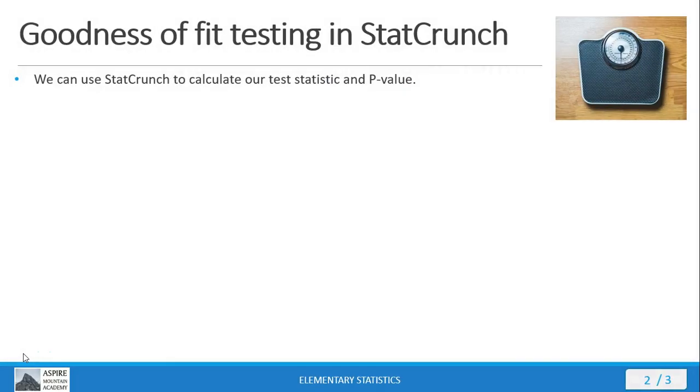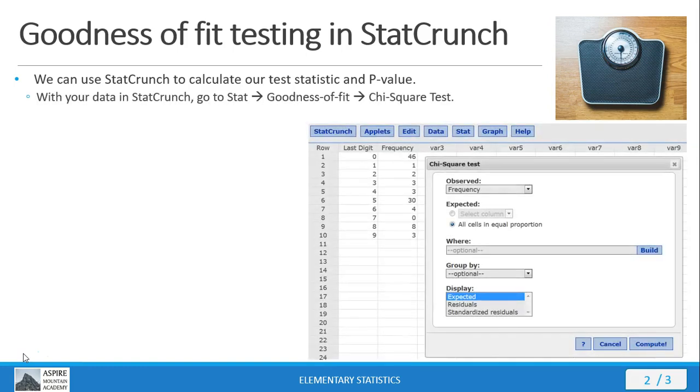So we can use StatCrunch. It's actually way easier to use StatCrunch than to go the old school method. It's good to know the old school method just to know what the software is doing for you. But hey, we live in the 21st century. Let's use StatCrunch. So we put our data into StatCrunch, and then we go to Stat, Goodness of Fit, chi-square test. So if we've got this data here in StatCrunch, then we can just go ahead and go to Stat, Goodness of Fit, chi-square test, and here comes up our options window.